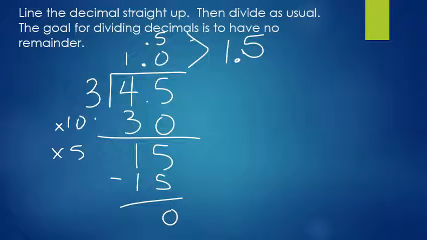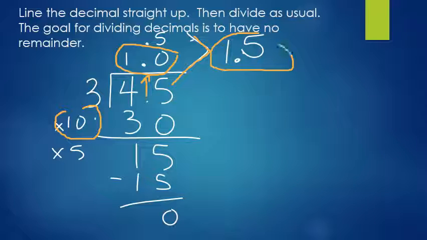So when we divide, we can simply line up the decimal, bringing it straight up. We can divide as usual. We know that 3 times 10 will give us 30. But I'm going to write the 10 at the top, and you'll see why, because it'll make it easier to add my partial quotients together later. Then I know 3 times 5 will give me 15, and I put my 5 at the top. And now I can add my partial quotients together to get my final quotient of 1 5/10.